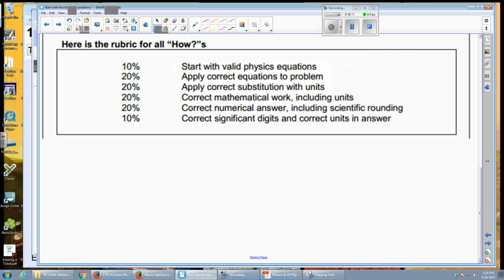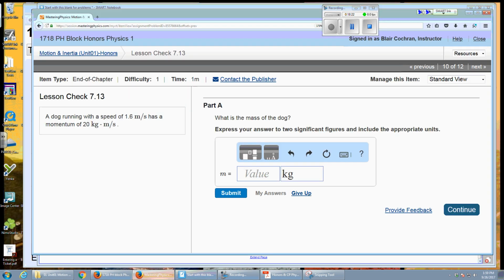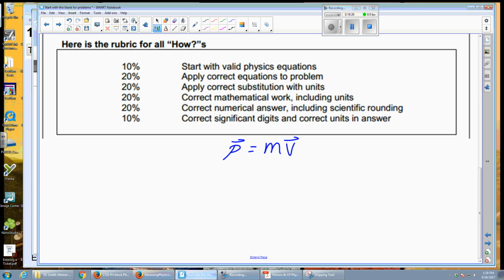So if I look at my equation sheet, I find that I have an equation that says momentum is inertia times velocity. And in this case, they don't really give me a direction. They tell me a speed. So I know that the two are in the same direction, so I'm going to drop the direction from my equation. And now it's just substituting in, right?